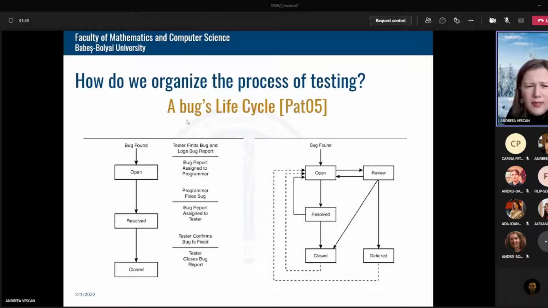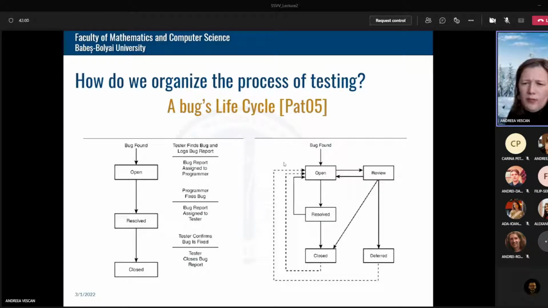Regarding the bug life cycle, there are different schemes here. A very simple one: after the bug is found, it's open. Then it's assigned to a developer to solve the bug. After the bug is solved, it will be closed.